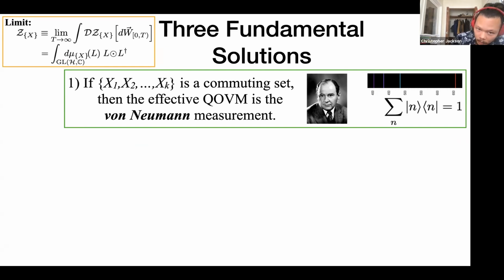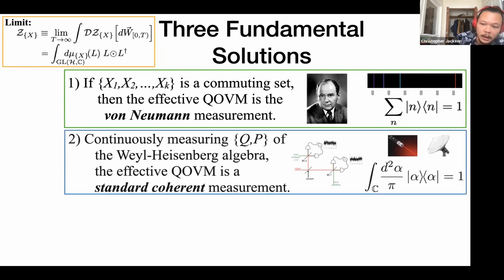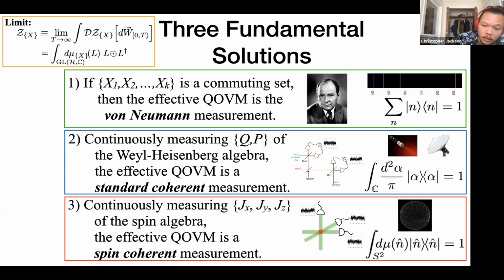So that's probably not surprising to anybody. What is also, I think, appreciated, but maybe not completely in a continuous measurement sense, is if you continuously measure the quadratures of the Weyl-Heisenberg algebra, that actually does implement the standard coherent measurement. And then this third one is, well, if you actually continuously measure the spin operators x, y, and z, that actually performs the spin coherent measurement.